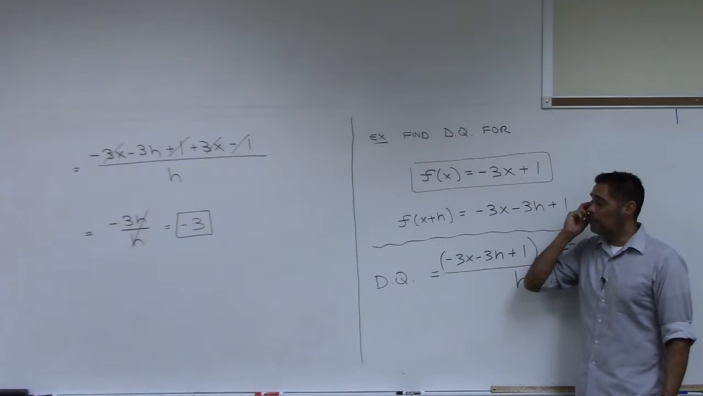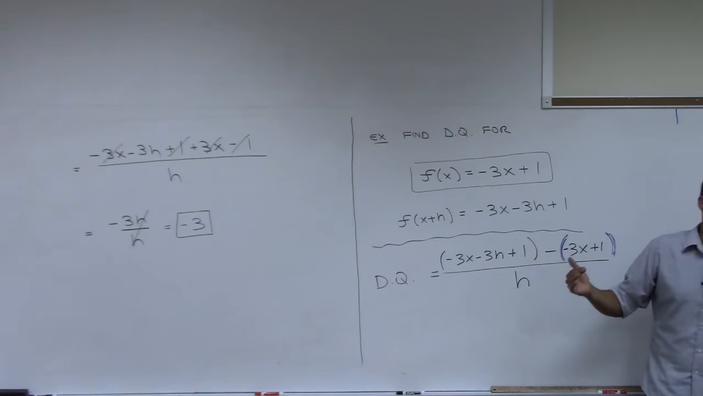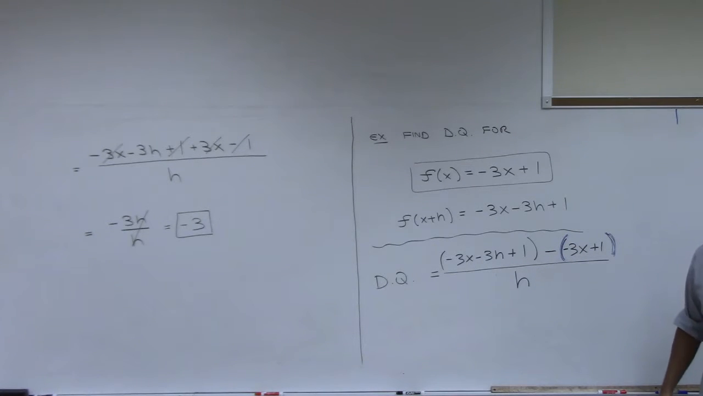I most likely won't ask you to find the difference quotient of a line because we already know the slope of a line. What do you mean? Like same at the exponent?